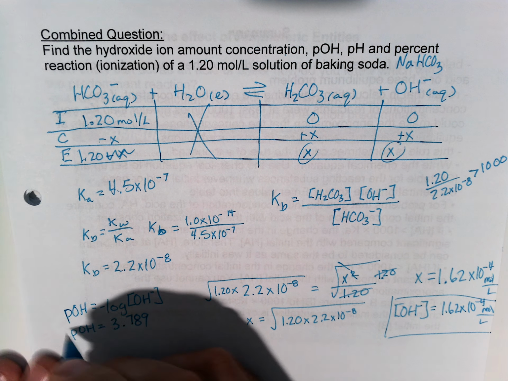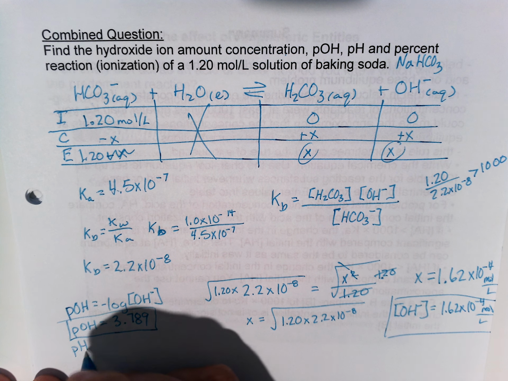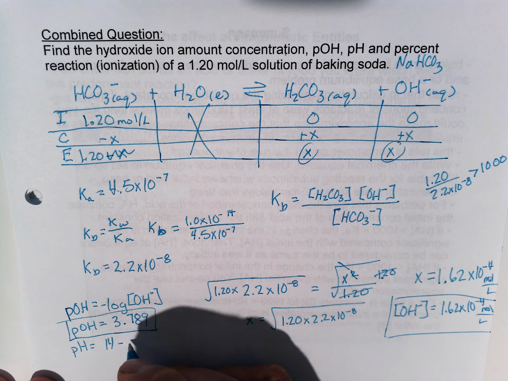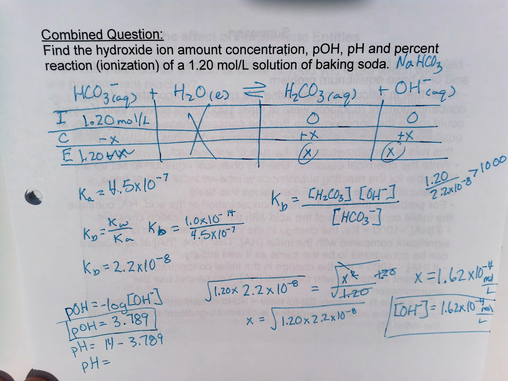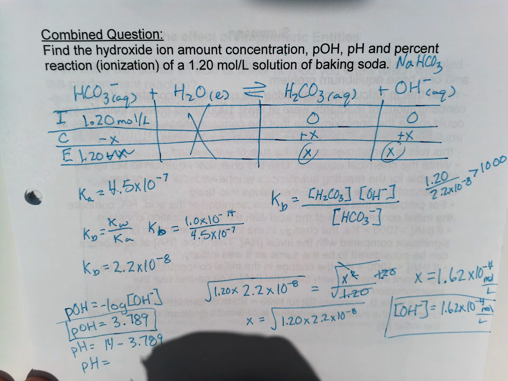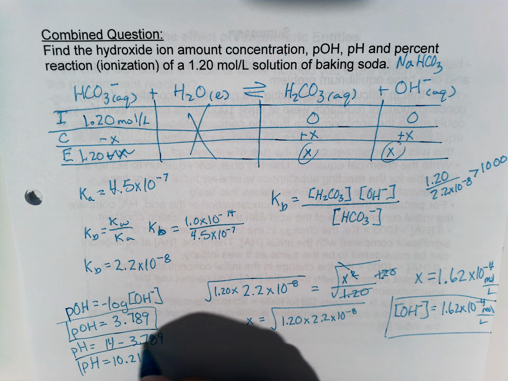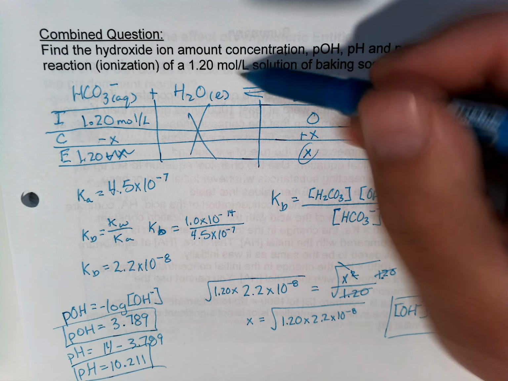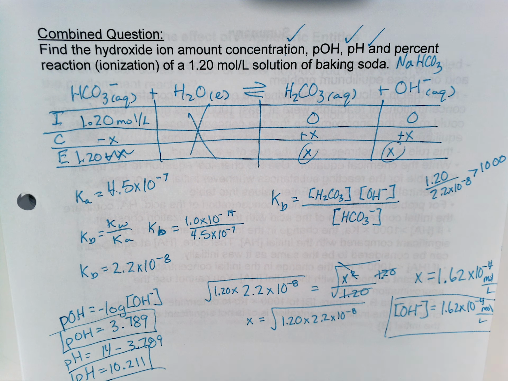And then to get our pH, so this is our second answer we have. Okay, our pH will equal 14 minus our pOH, 3.789. So our pH equals 10, and again, after the decimal, they're the only ones that count, so we got 10.211. This is our next answer. Okay, so we have this, we have this, we have this. Okay, now we have to find our percent ionization.